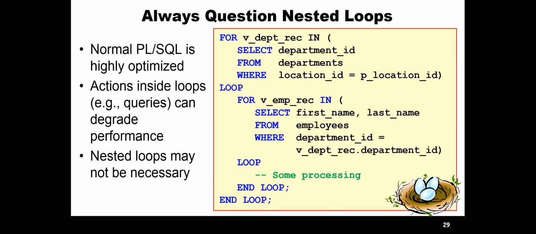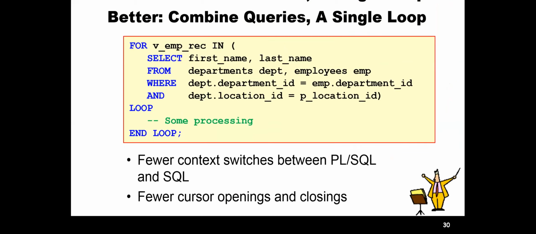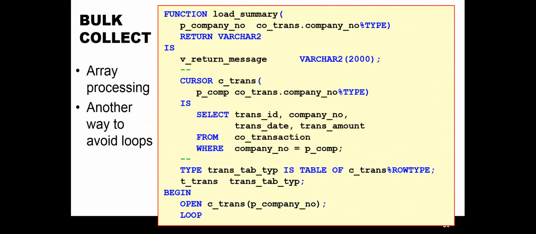So you're doing outer loop, inner loop, and you say, well, duh, nobody would do that, because what you would do is instead combine the two queries into a single query and just do a single loop, which means you have fewer context switches back and forth between PL SQL and the cursor opening and closing, or the cursor fetching and closing and opening and whatever the cursor is doing. But this may not be as obvious as this particular example. So it's something to look at. If you've got nested loops, can you combine them? All right, so that's the main point there.